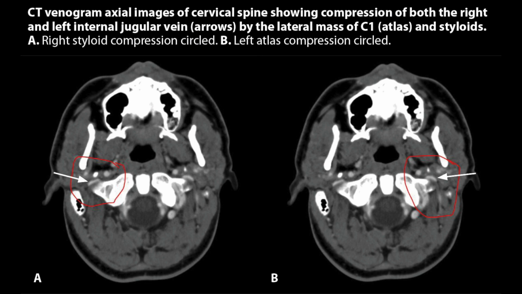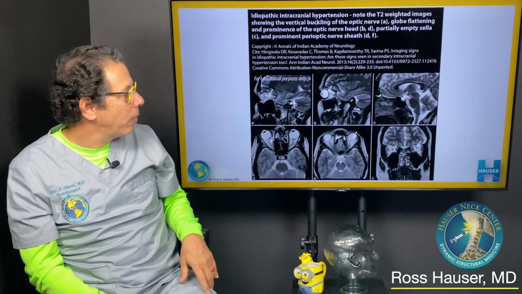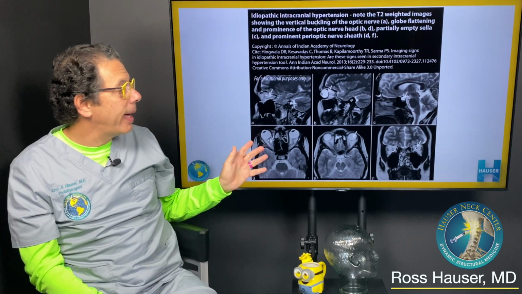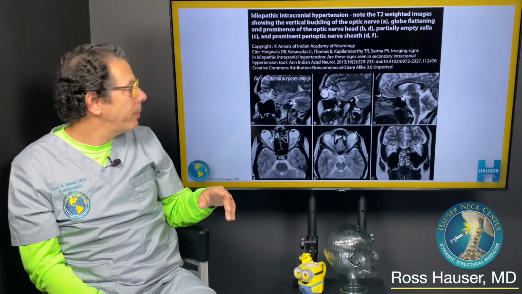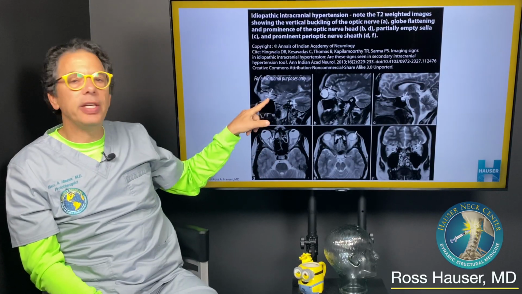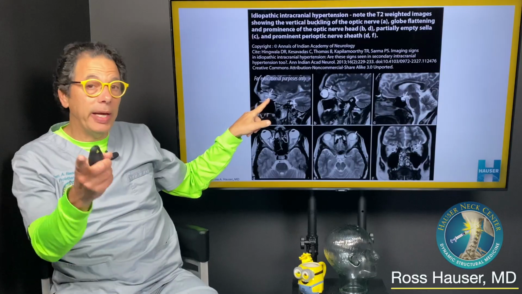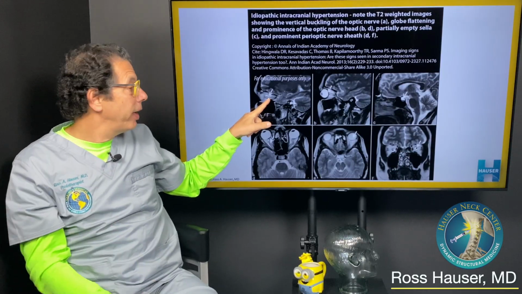So this person needs to have their atlas in a different position. And we do that by curve correction, by adjusting, and prolotherapy. These are just some of the common findings of intracranial hypertension. You can actually see the extra fluid around the eye nerve, which we're going to talk about in detail soon.